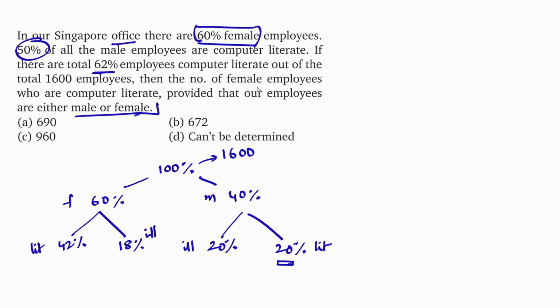So we want to know the number of female employees that are computer literate, which is 42%. As 100% is 1600, 1% is 16. So 42% is 42 times 16, that is 640 plus 32, 672.